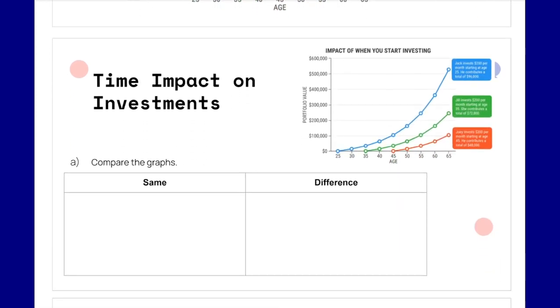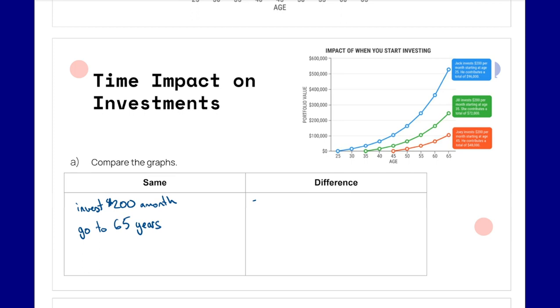So if we compare the graphs, what's the same and what's different? Well, the same. They all invest $200 a month. So they're all investing the same amount. They all go to 65 years. So they all end, or at least we're comparing them all at year 65. So they're investing the same amount, and they're going to the same. We're looking at the value at age 65.